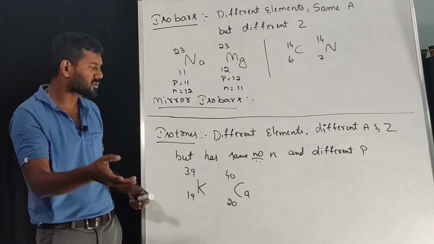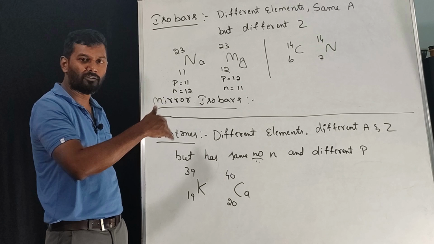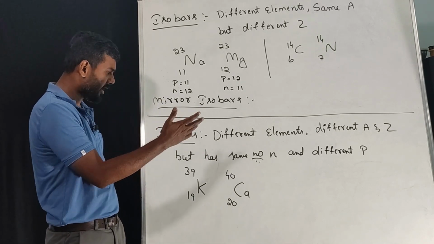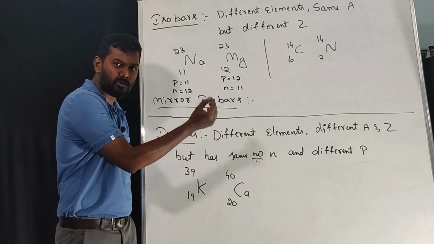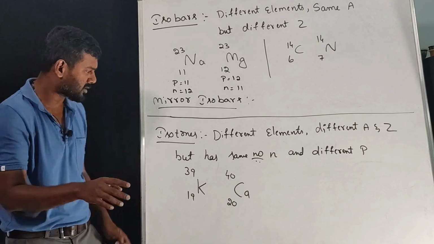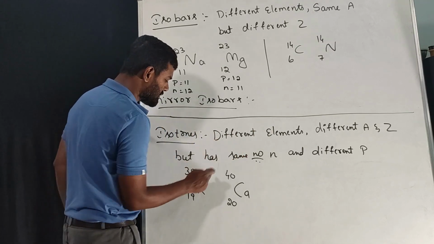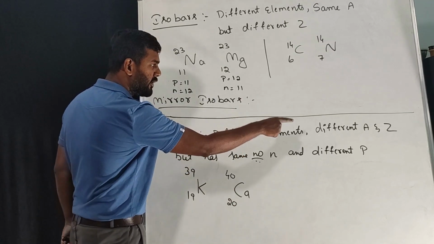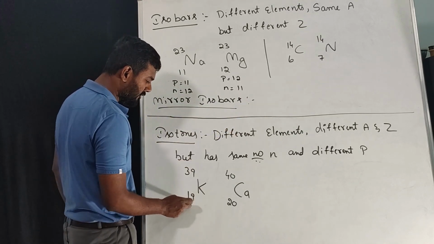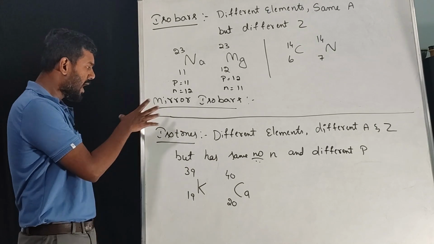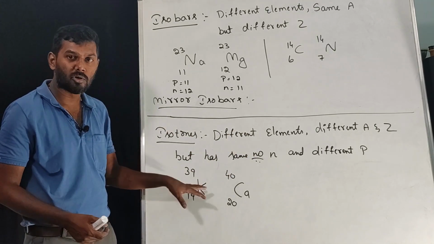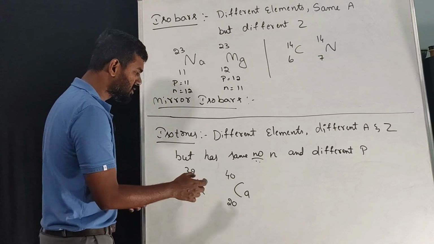I know it is a little confusing. So different elements having different atomic numbers and mass numbers, but they have the same number of neutrons. In both cases the same number of neutrons, I'll show you how, and a different number of protons. Listen, different elements having different mass numbers and different atomic numbers, these are called isotones. And the one important point here is that the number of neutrons will be the same. How can we find the number of neutrons and protons here?